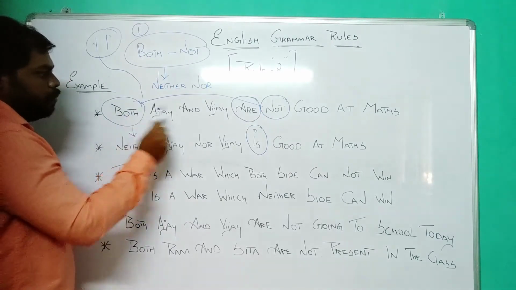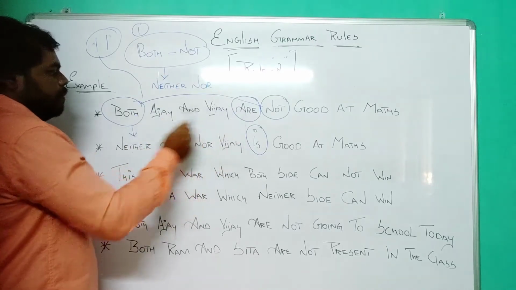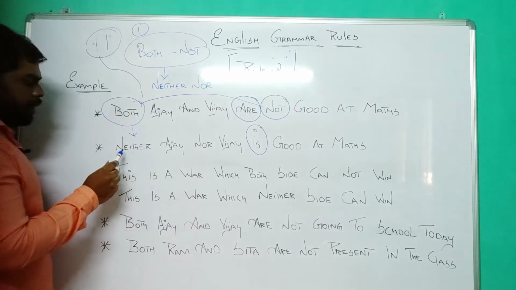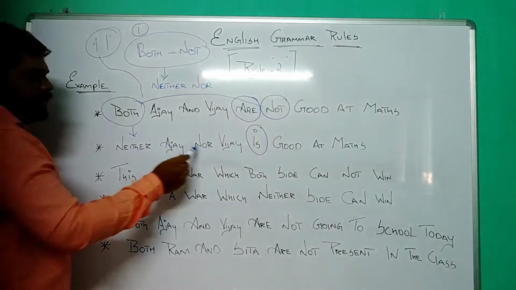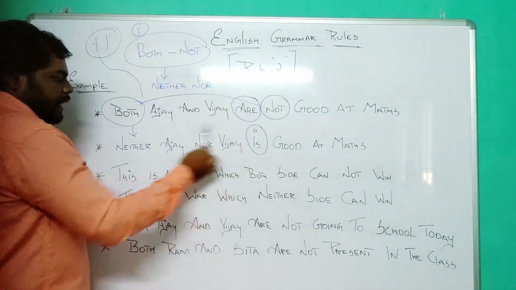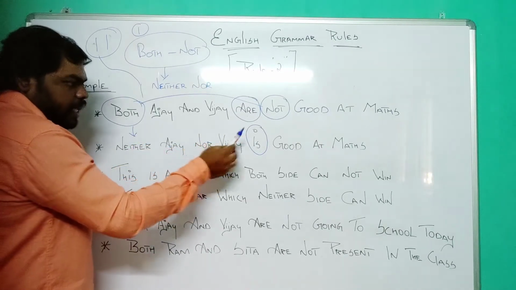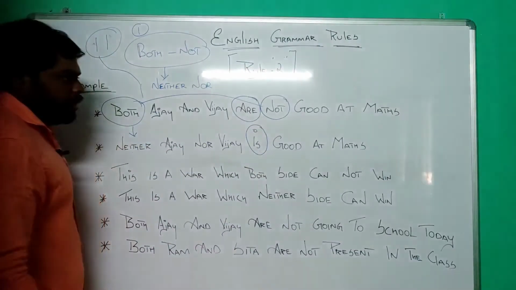So we use both. According to this sentence, we use "are" as the verb for the both sentence, but in the neither nor sentence we use "is" as the verb, right? Because it indicates only one person. Neither Ajay nor Vijay is good at maths, right?